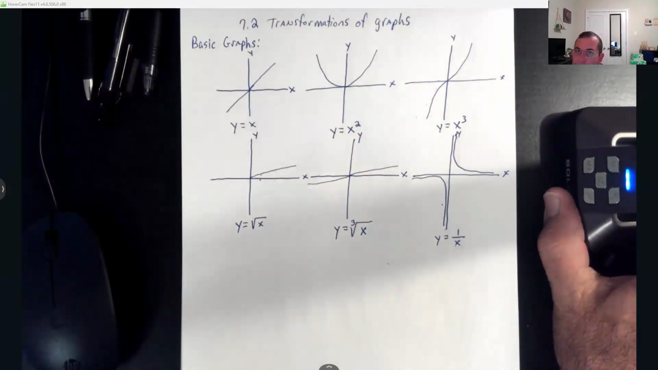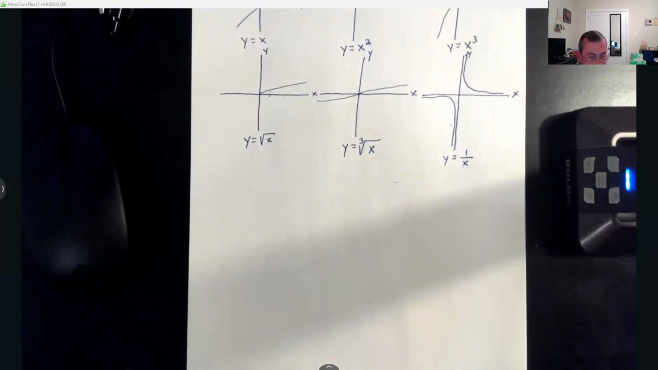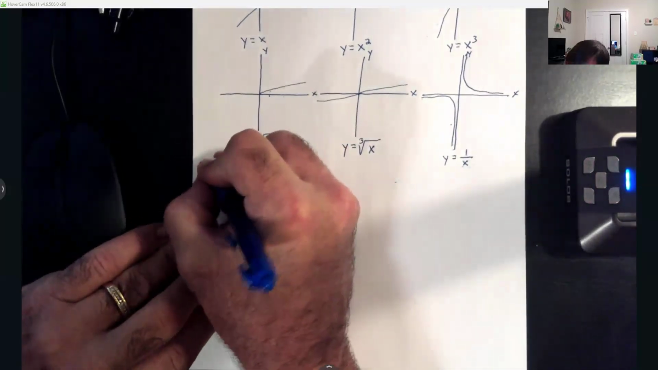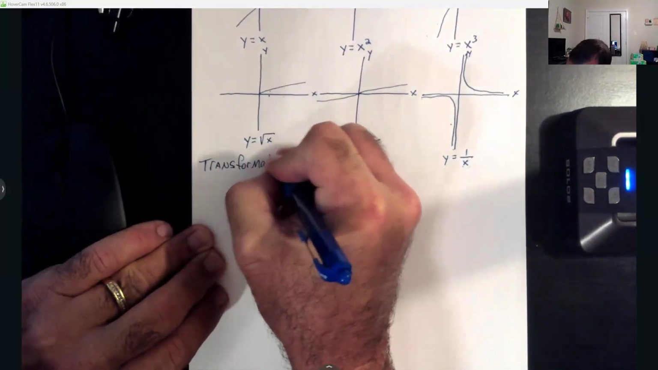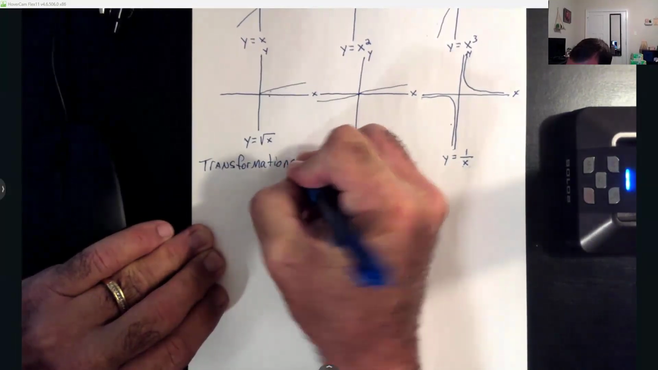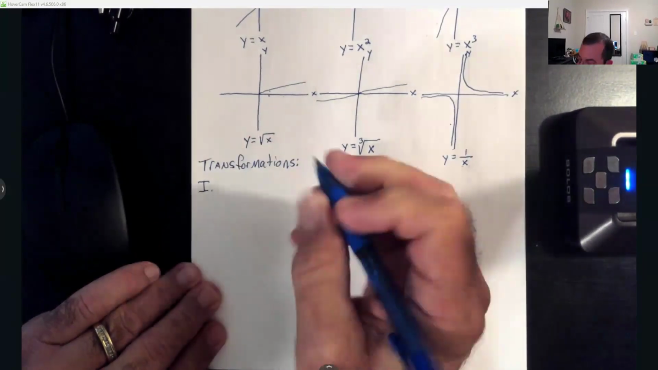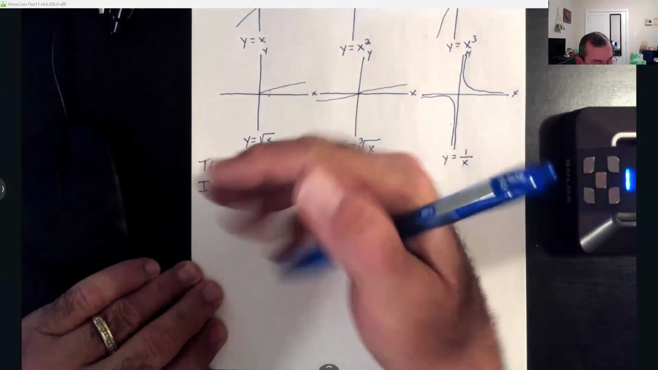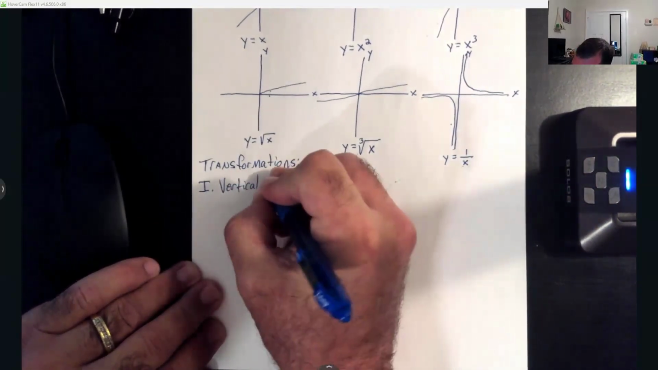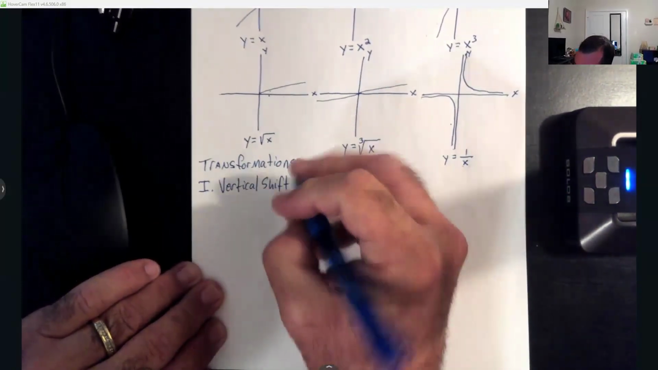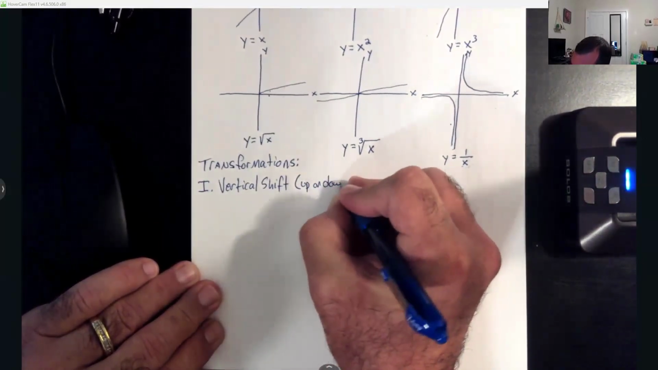So there's three transformations we're going to be looking at. So I'm about to list them for us. All right, so the first transformation we're going to do to these graphs is what we call a vertical shift. And vertical shift is either up or down.